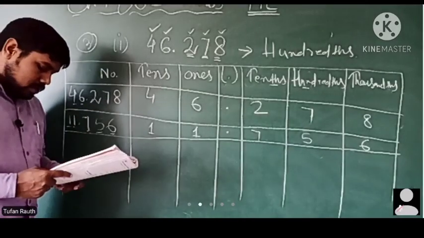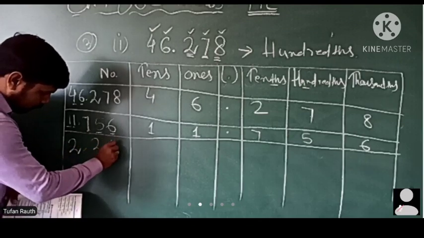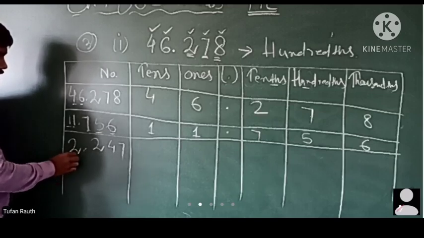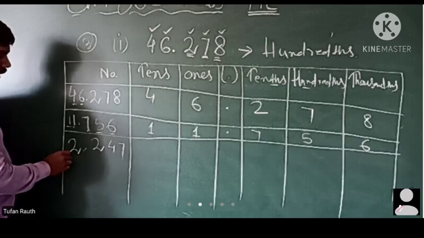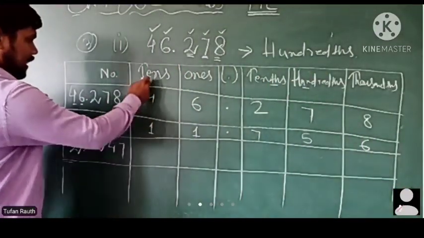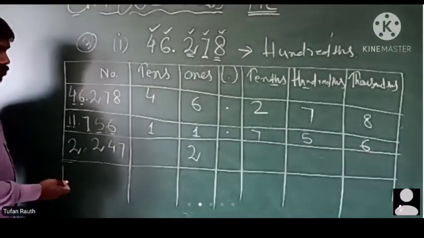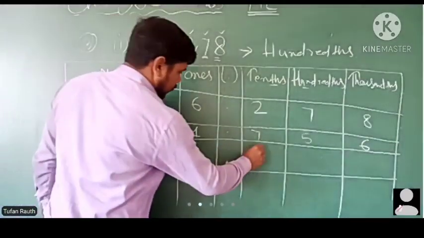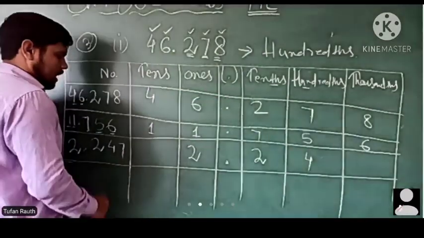Okay. For example, the sixth one we have is 2.247. So in this case you can see we have a number only in the ones place. After the ones place, in the tens place there is no number. So we will keep the tens place blank and in the ones place we will write 2. So in the ones place there is 2, write 2. After that there is the decimal, so we will write the decimal. After that in the tenths place there is 2, so then we will write 2. After that 4 we have in the hundredths place, so 4. And after that 7 we have in this place, so 7.